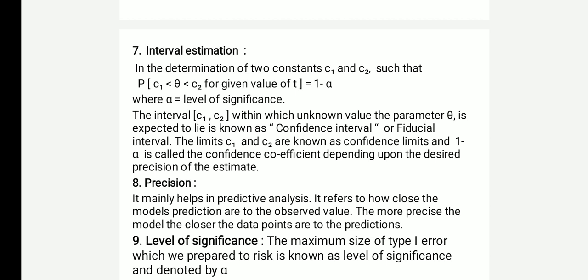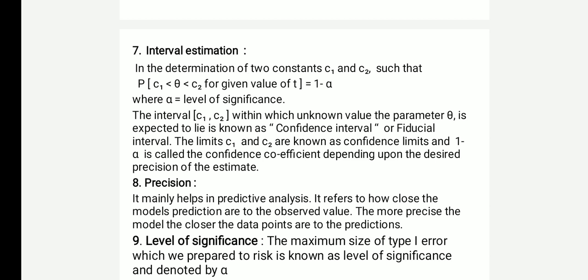Alpha is the level of significance. The interval C1 and C2 within which the unknown value of the parameter theta is expected to lie is known as the confidence interval. So probability means expected value, or getting the probable. Next is precision. Precision is exactness, how your theory fits to the practical.